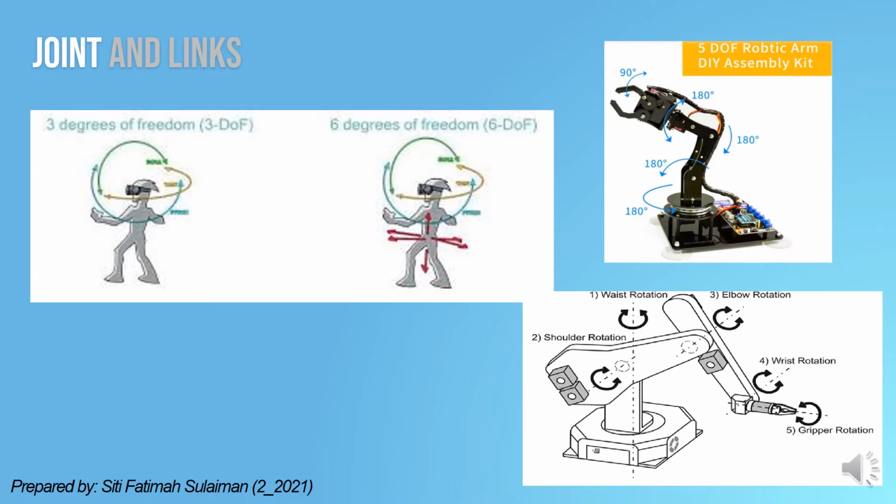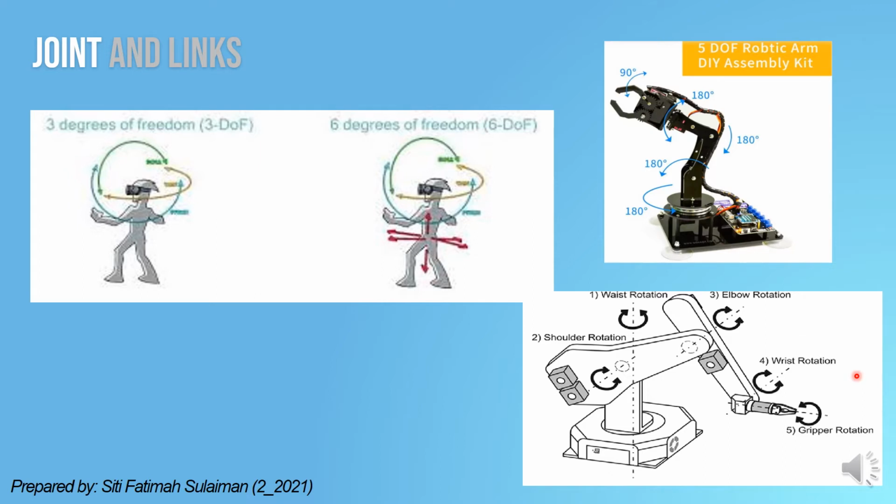Okay, so the left figure shows a robot with 3 DOF, while the right figure shows a robot with 6 DOF. From both figures, we can see that the higher the number of DOF, the more flexible the robot is. This figure shows a 5 DOF robot arm. And this figure is also a robot arm with 5 degrees of freedom.